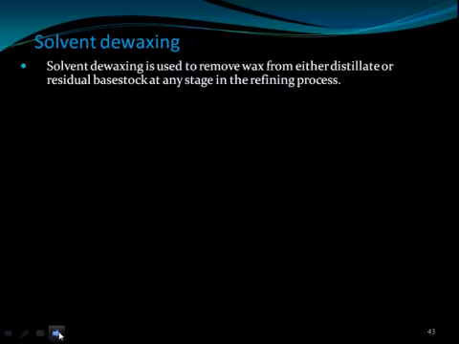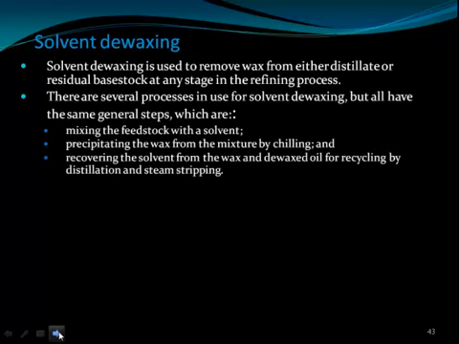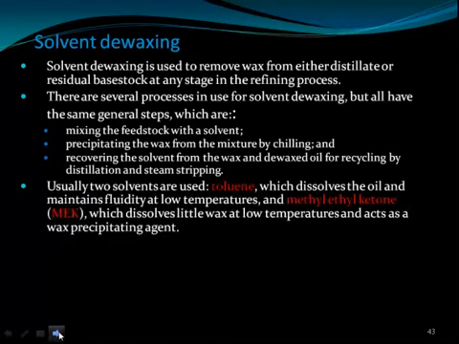The solvent dewaxing is to remove wax from either distillate or residual based stock at any stage in the refining process. There are several processes in use for solvent dewaxing, but all have the same general steps, which are mixing the feedstock with a solvent, precipitating the wax from the mixture by chilling, and recovering the solvent from the wax and dewaxed oil for recycling by distillation and steam stripping.